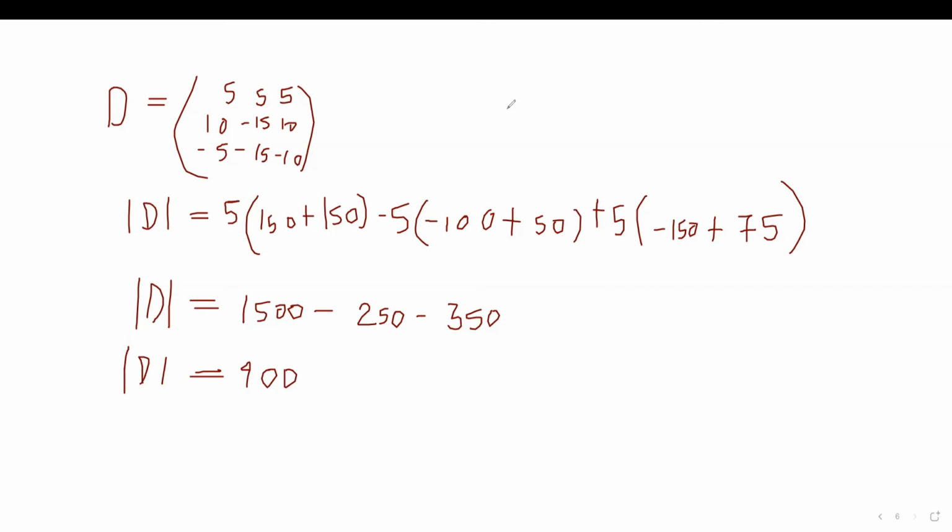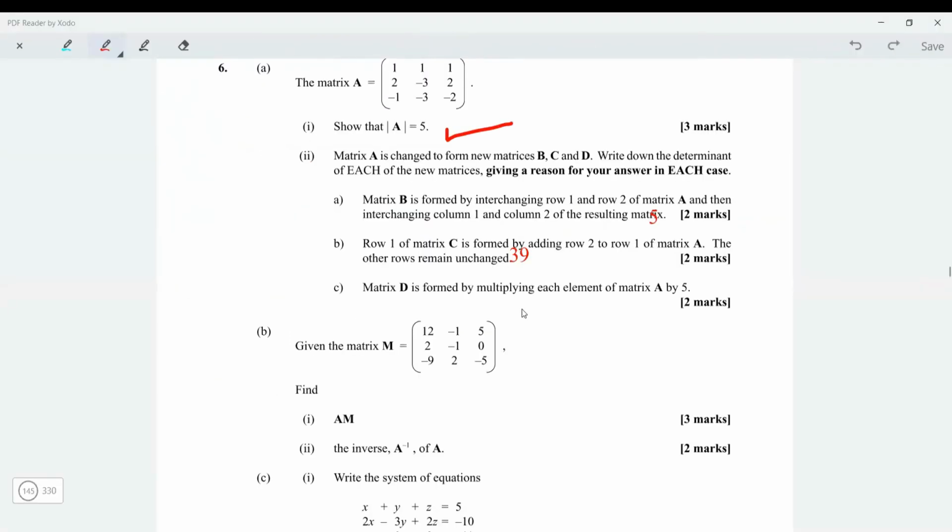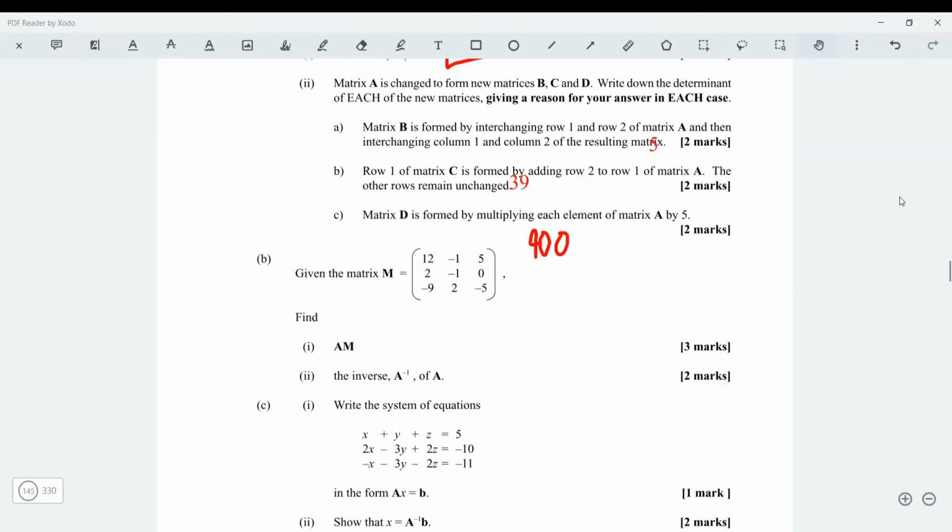So realize multiplying every element by 5 made the determinant become 900. Is there a relationship that we can realize? 5. How many elements are here? 1, 2, 3, 4, 5, 6, 7, 8, 9. I'm trying to realize what's the relationship between 5 and 900. It's trying to postulate something, but we can ignore that for now.